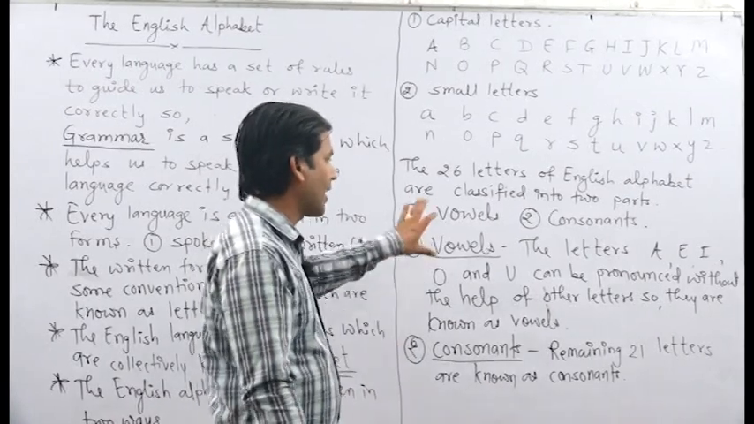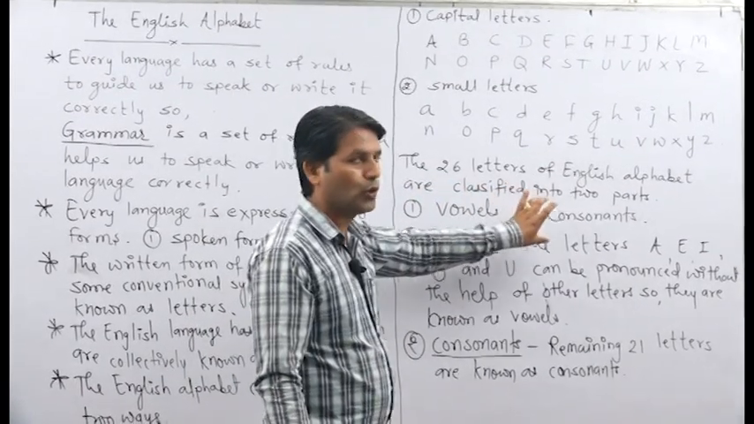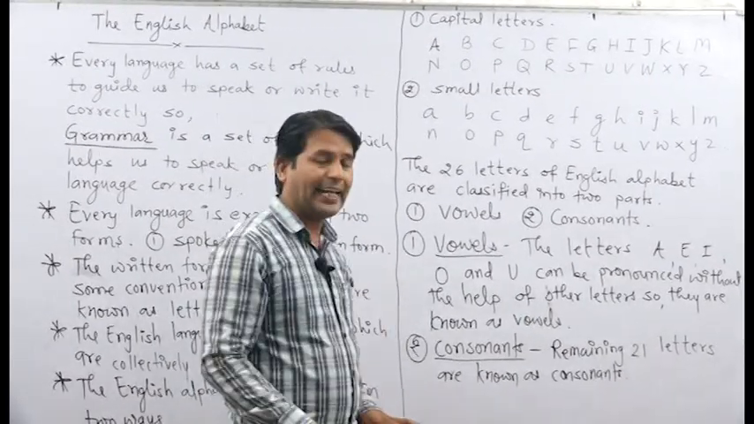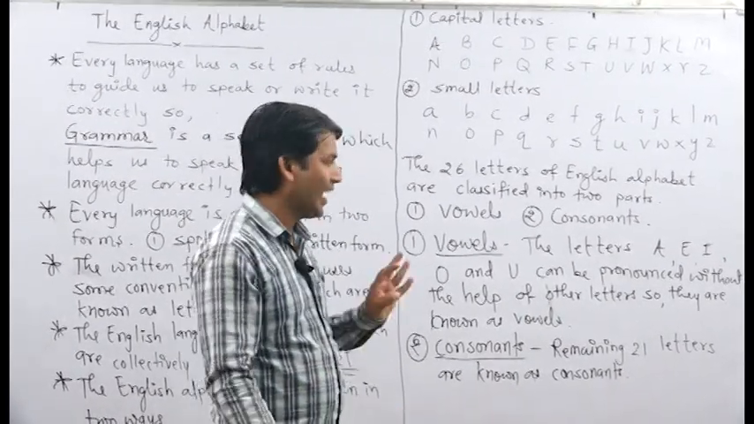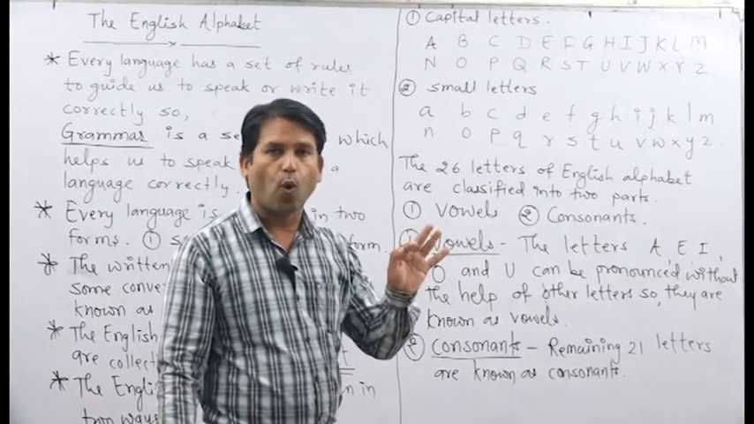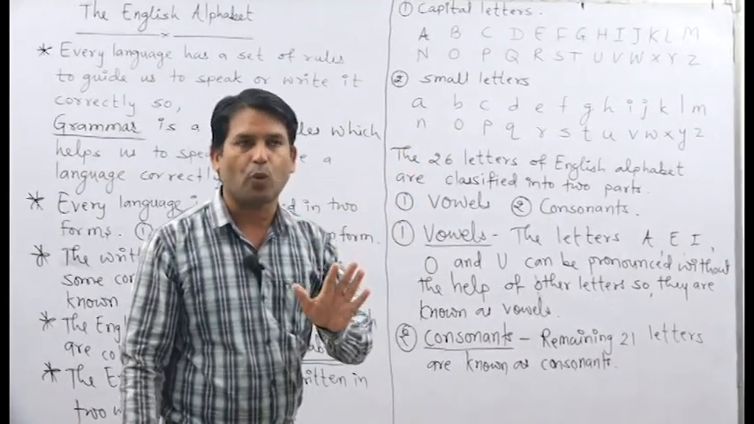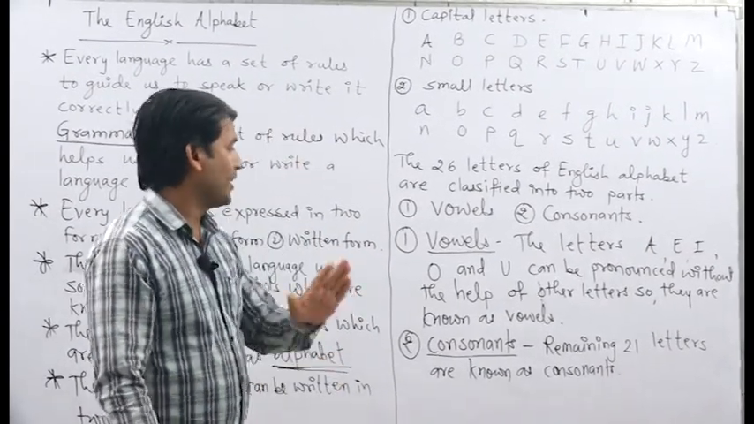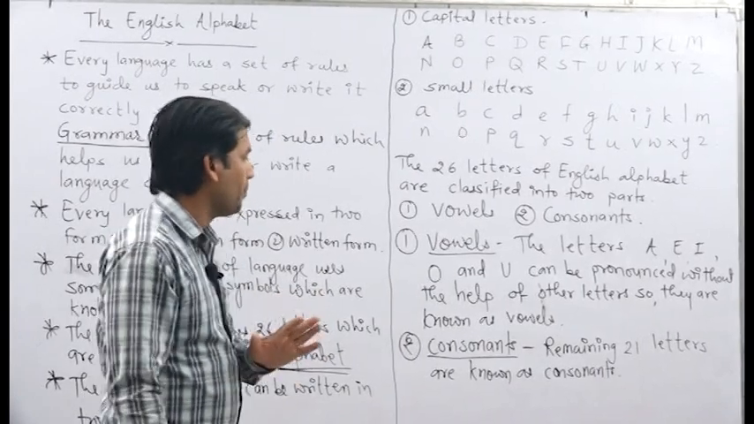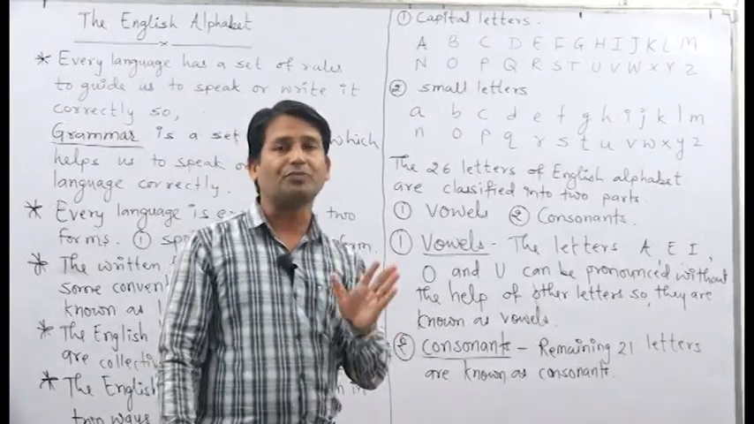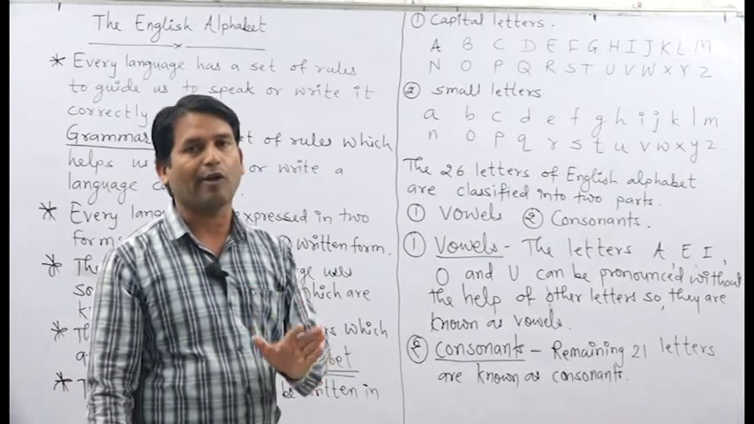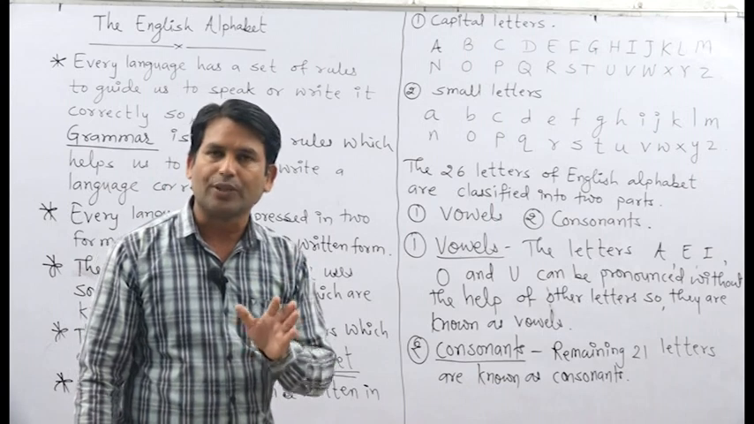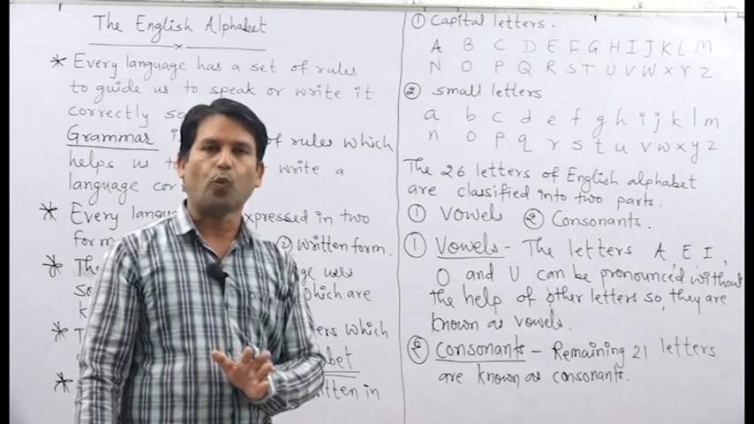These two parts are number 1 vowels and number 2 consonants. Then there are 5 vowels in English alphabet. They are A, E, I, O, U. These 5 letters are known as vowels in English alphabet because they can be pronounced without the help of any other letters. So that's why A, E, I, O, U, these 5 letters are known as vowels.